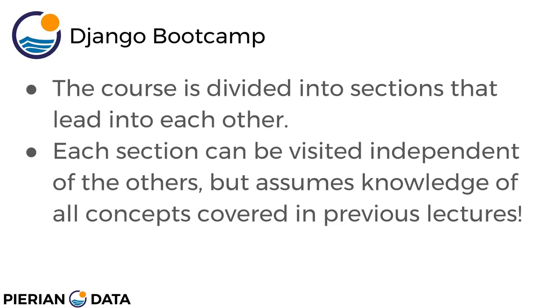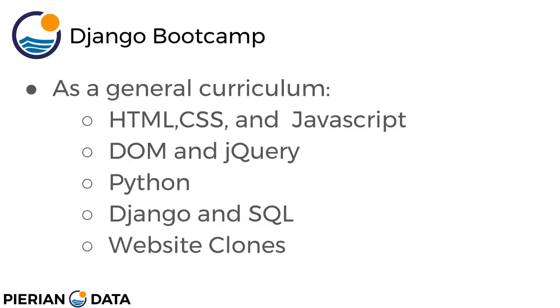This course is divided into sections that lead into each other. Each section can be visited independent of the others, but they also assume knowledge of all the concepts covered in previous lectures. As a very high-level overview general curriculum of what this course has, we first talk about HTML, CSS, and JavaScript, and then we continue talking about the document object model and jQuery, and that's really the front end half of the course. Then the second half of the course discusses the Python programming language, how to work with Django and SQL, and then after that we have website clone projects.